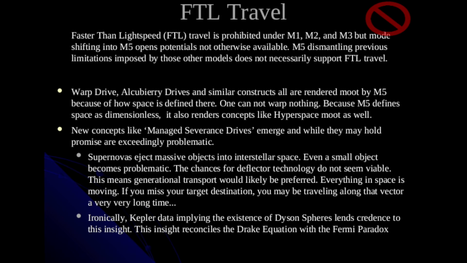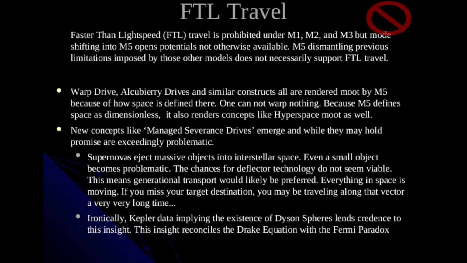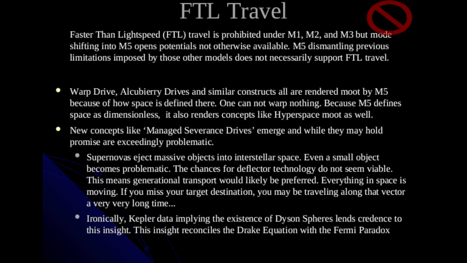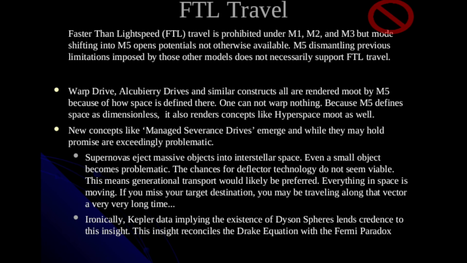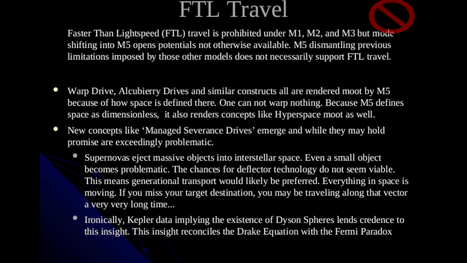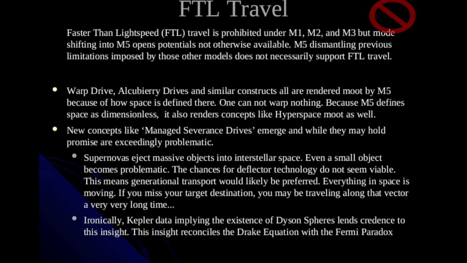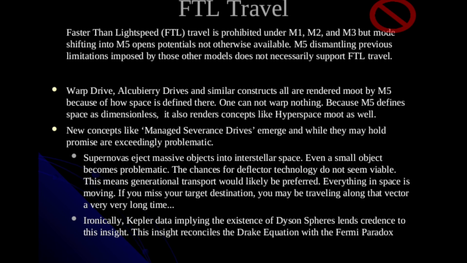supernovas eject massive objects into interstellar space. Even a small object, as small as a particle, becomes very problematic if that thing hits you or you hit it. The chances for deflector technology at this point do not seem very viable. This means that generational transport would likely be preferred. Everything in space is moving, and we have to go back and mode shift all the Lorentz factors, etc. And the last sentence on this bullet says, if you miss your target destination, you may be traveling along that vector for a very, very long time.